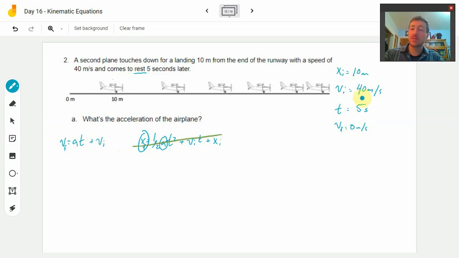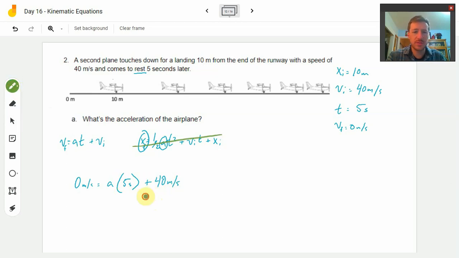And we know the initial velocity, which was 40 meters per second. Right? So we should be able to find what the acceleration is. So let's use that, and we'll say the final velocity is 0 meters per second is equal to the acceleration times 5 seconds plus the initial velocity, which is 40 meters per second.